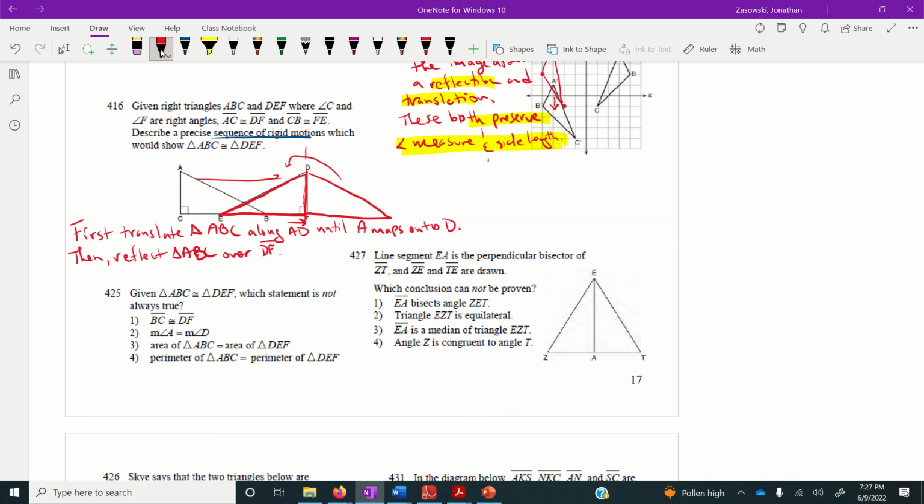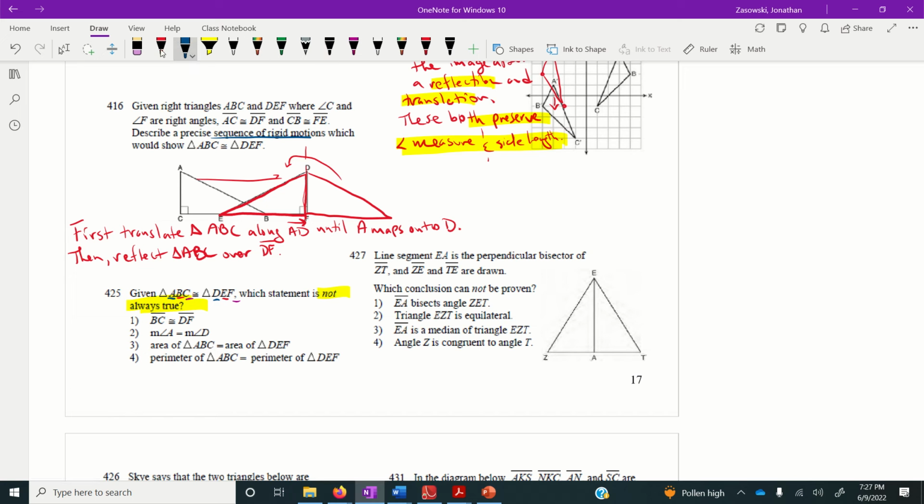All right, 425 underneath this one. Which statement is not always true? This is important that it's not always true. Now once again, they're giving us the label of the triangles, so we know that the order of the letters also tells us what angles are congruent and what sides when we pair up the first two letters, like A and D, B and E, and then C and F.